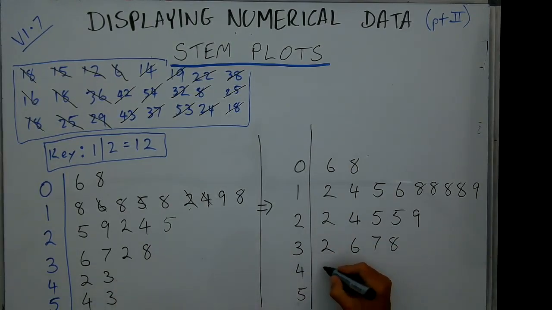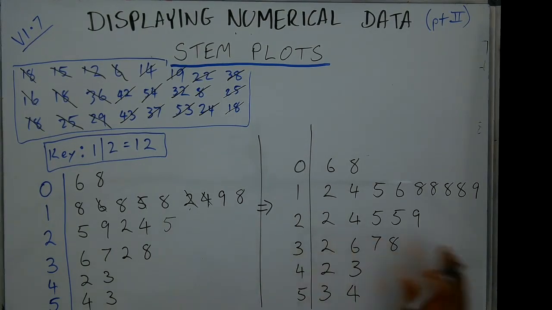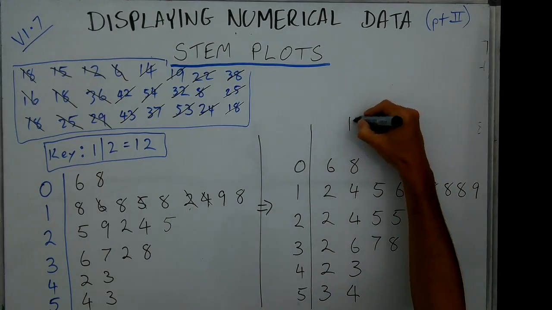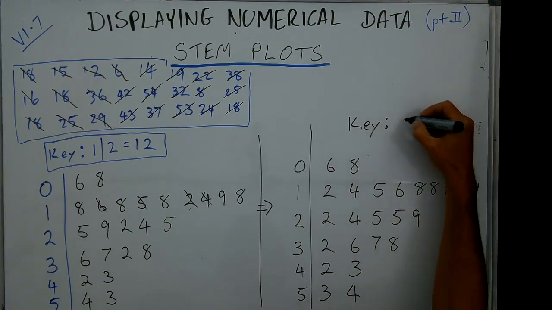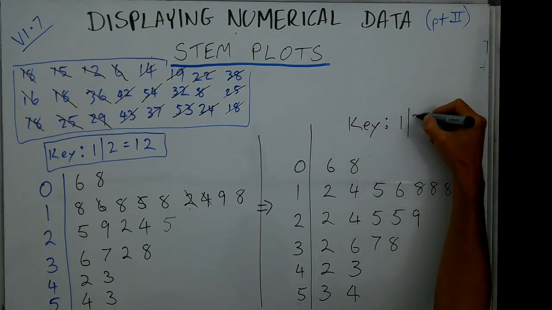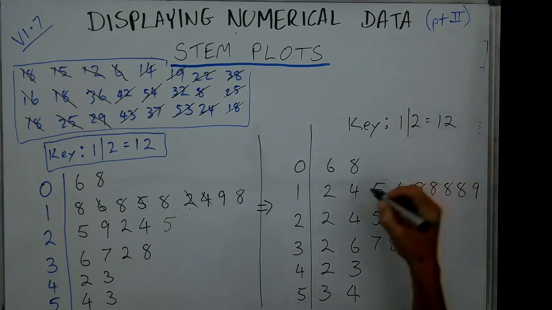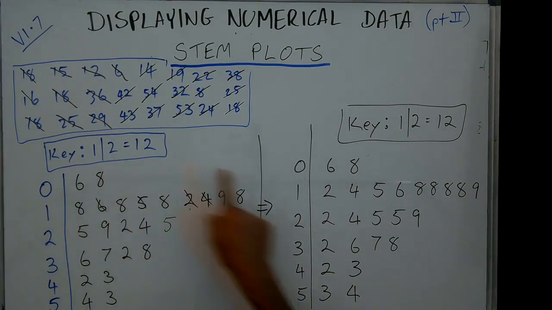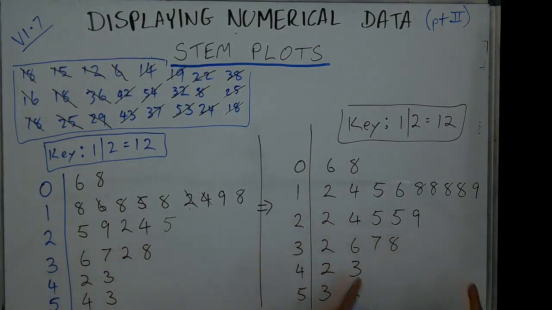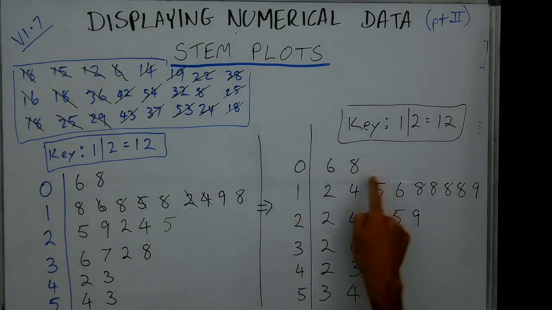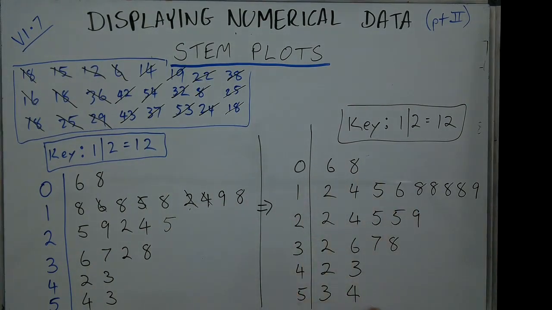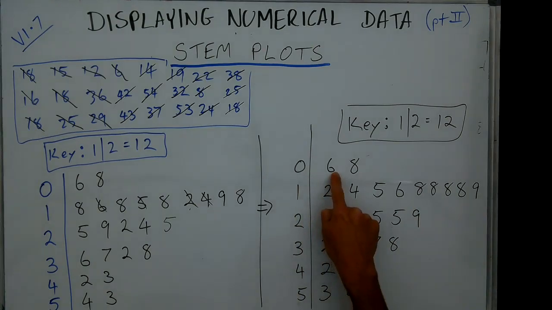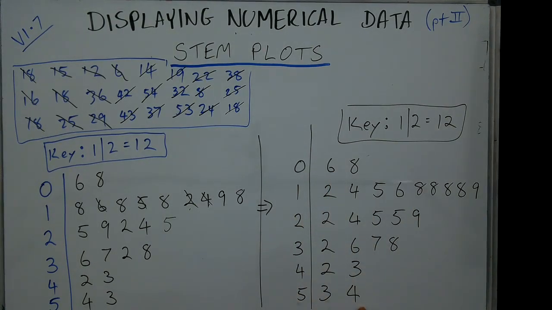4, we've got a 2 and a 3 already in the right order, and then here we've got a 3 and a 4. So the shape, let's just write that here again. 1, 2, 12. So the shape is essentially the same, but we've just shuffled everything around so that now it goes from smallest to largest. So our smallest score was 6, our biggest was 54.